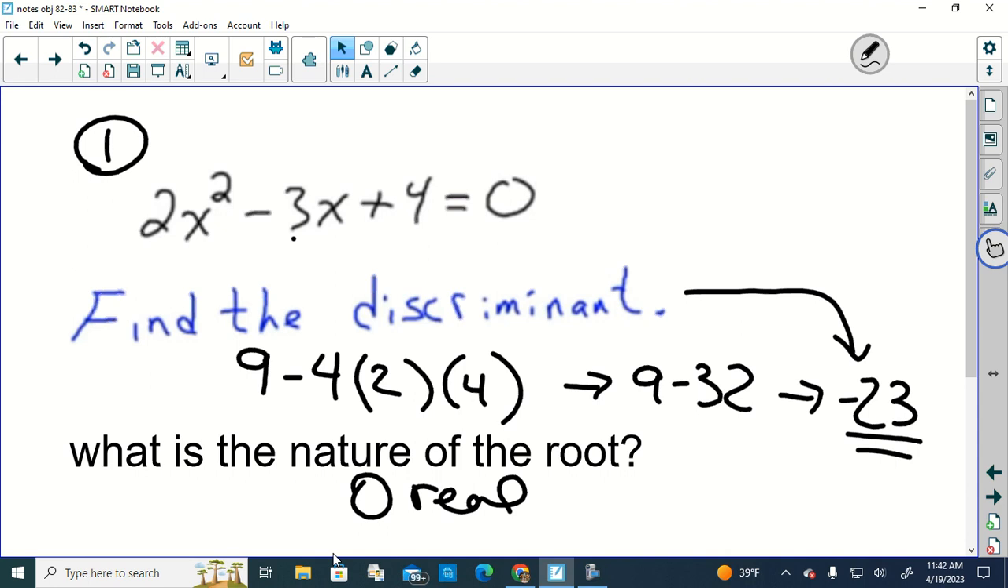Some of the times they're just going to ask you what is the nature of the root. Well, you don't know that until you find the discriminant. They might not be asking for the discriminant. You could put it there if you want to, but most of the time they're just asking for one or the other. Pretty easy? Okay, let's try it again.